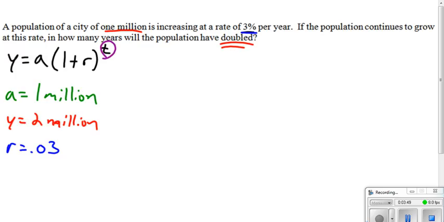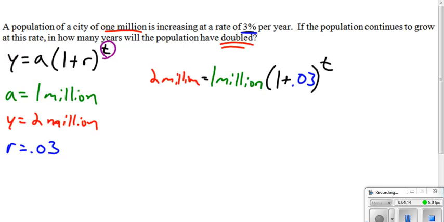So let's just plug in everything we know. And I'm just going to keep it as writing out million. So we'll say 2 million equals 1 million, so I don't have to write all those zeros, times 1 plus our r value of 0.03 to the power of t.